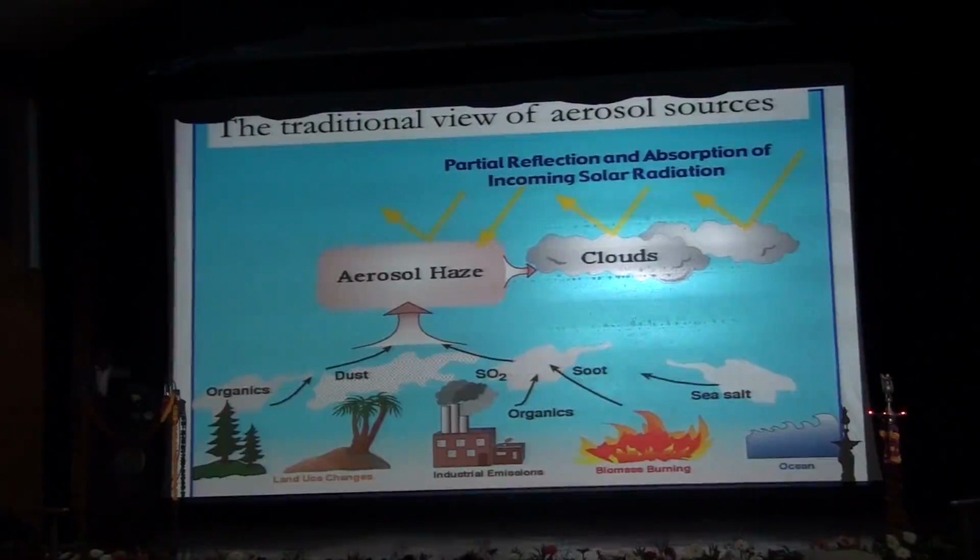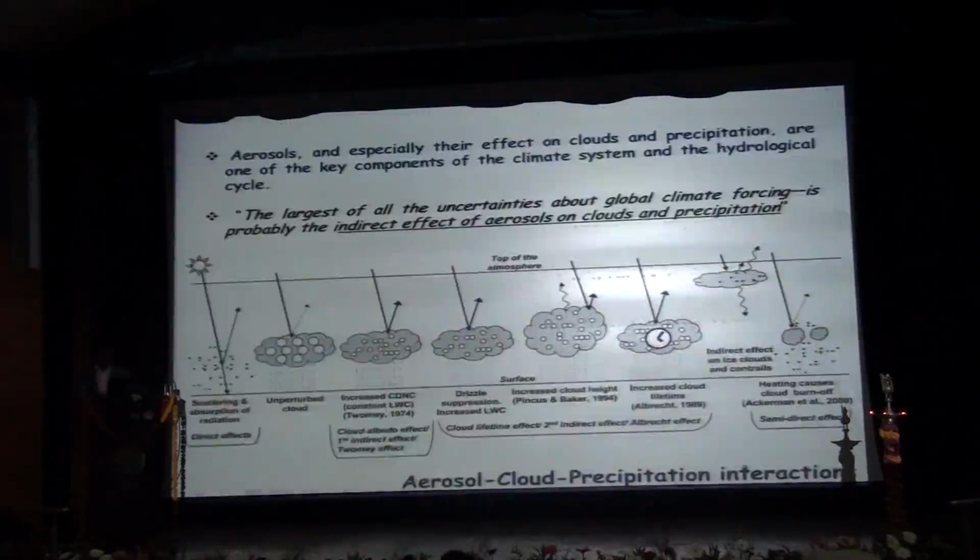So these are the traditional view of aerosols, and they influence the climate in different ways. One is simple scattering and absorption. It can reduce the incoming solar radiation, and in turn partially offset the greenhouse warming. This is now relatively well understood in spite of the complex composition and different types of aerosols. But the effects of aerosols on cloud and precipitation are still not very well understood.